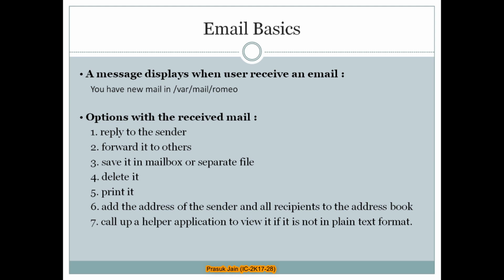Seventh, call up a helper application to view if it is not in a plain text format. If you are unable to understand what is written in the mail, you can call a helper application through which you can convert the unreadable format to the plain text format or readable format.